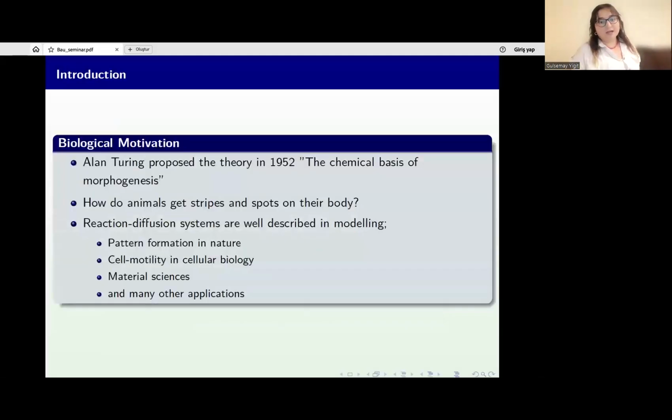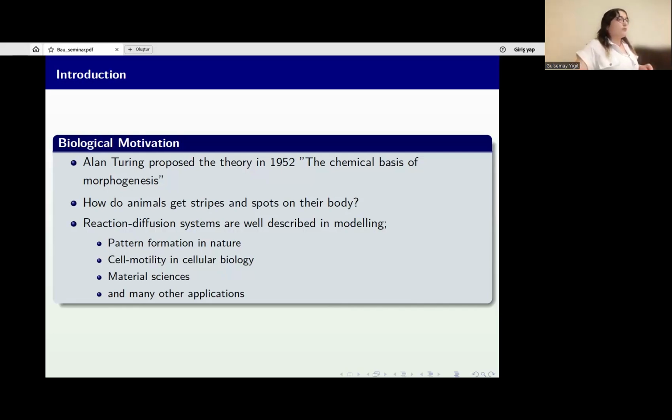Okay, it is originally Alan Turing's theory. Alan Turing is generally known for his work on cryptography. He's a mathematician, but he published a paper in 1952 in chemistry, titled The Chemical Basis of Morphogenesis, and he tried to answer questions like how animals get stripes and spots on their bodies. He explained that pattern formation in nature is the responsibility of some sort of reaction and diffusion.